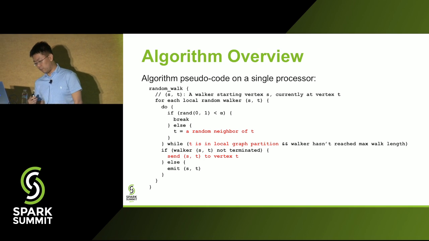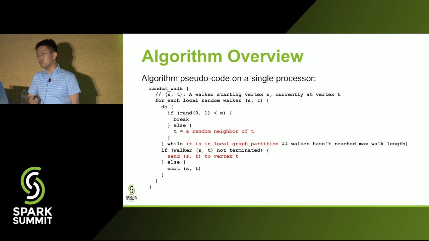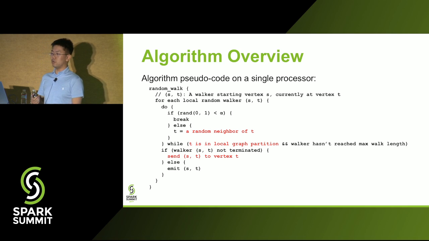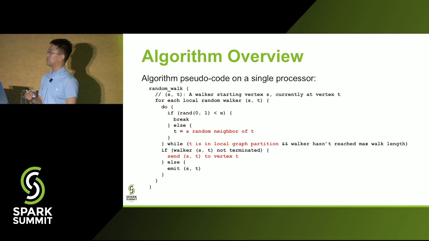For each step a random walker takes, with probability alpha, the walker itself will be terminated. Otherwise, it will move to a random neighbor, until either the random neighbor is on a remote processor or the walker itself has reached the maximum walk length. When the walker is terminated, it needs to be gathered as part of the final results.